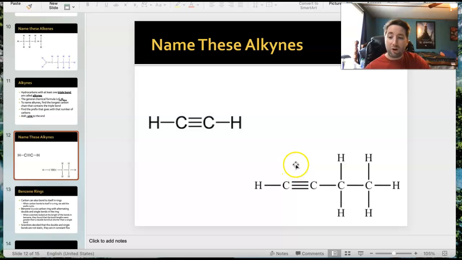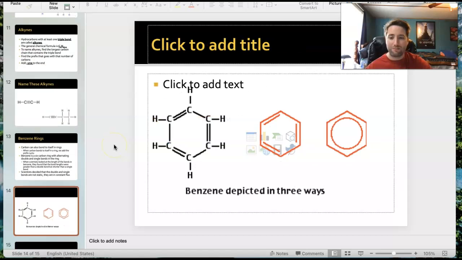All right, so let's count the number of carbons here: 1, 2, 3, 4. So that prefix is going to be but, B-U-T. And then we're just going to add YNE to the ending. So butyne is the name of this one.